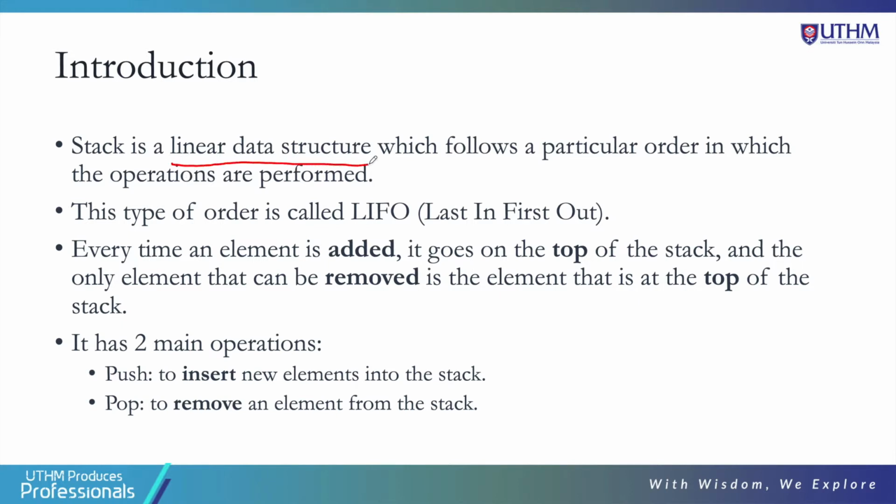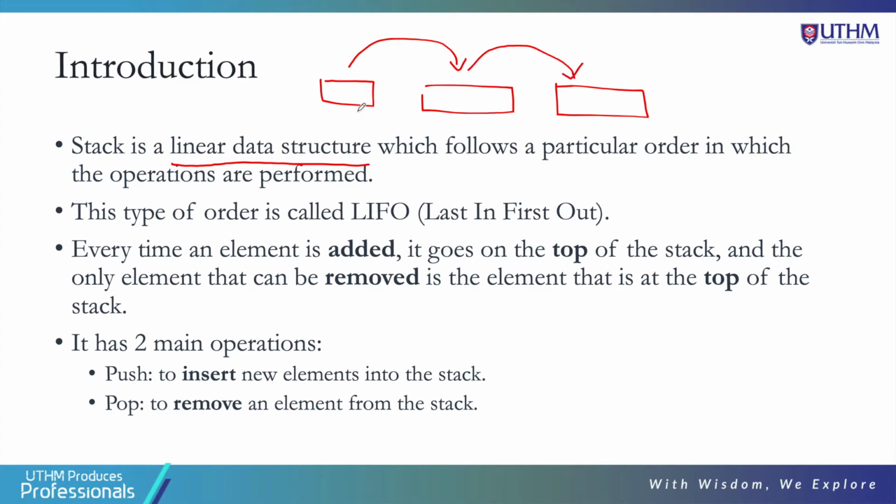Before this, in chapter 2, we have learned about linear data structure, and another one is non-linear. So stack is actually a type of linear data structure, meaning that in order for you to retrieve a data, you need to travel one by one. You cannot jump from one to another. For example, from this one jump to this one, cannot, because this is linear data structure. So it's similar to array. Okay, you need to travel step by step or one by one.